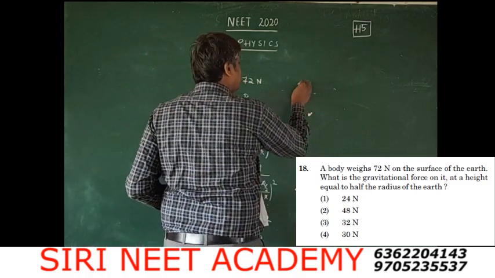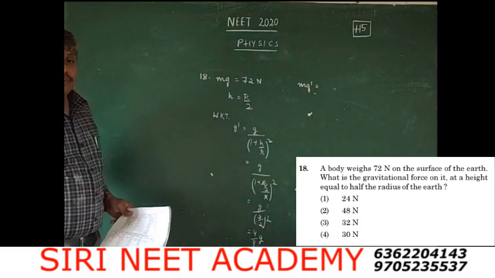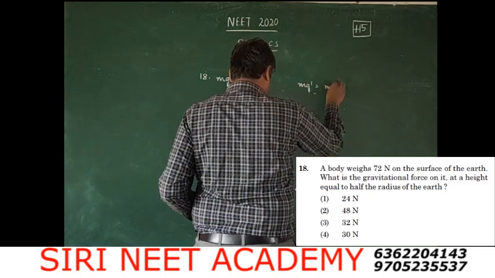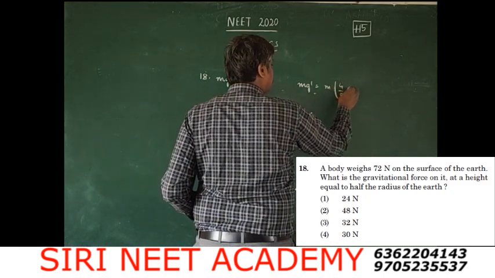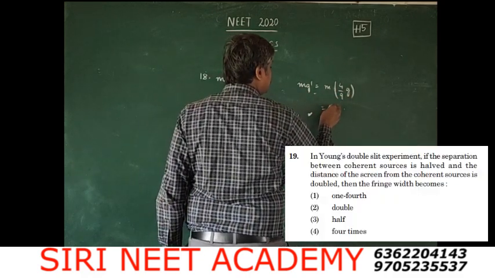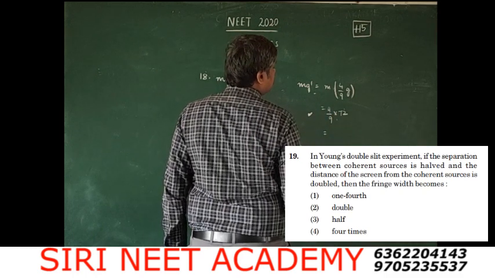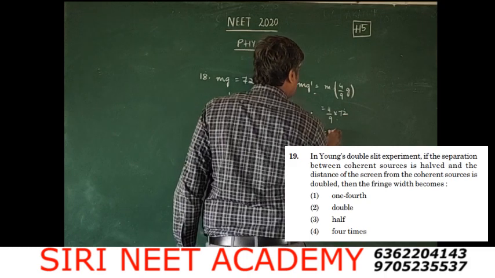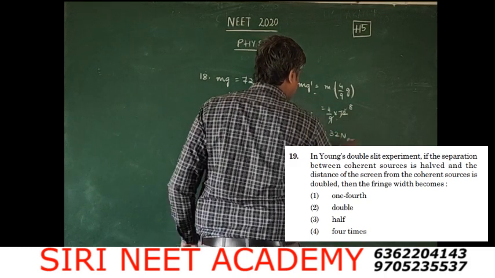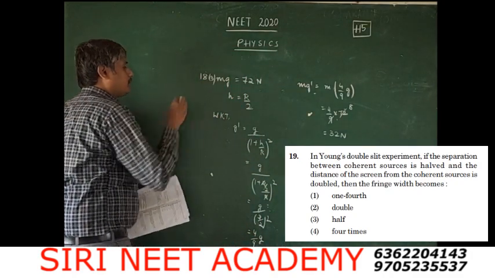Now the gravitational force at the height, mg dash, is given by m into 4 by 9 of g. But you know mg is equal to 72. So 4 by 9 times of 72 gives you 32 Newton. So the option corresponding to this one will be third option.